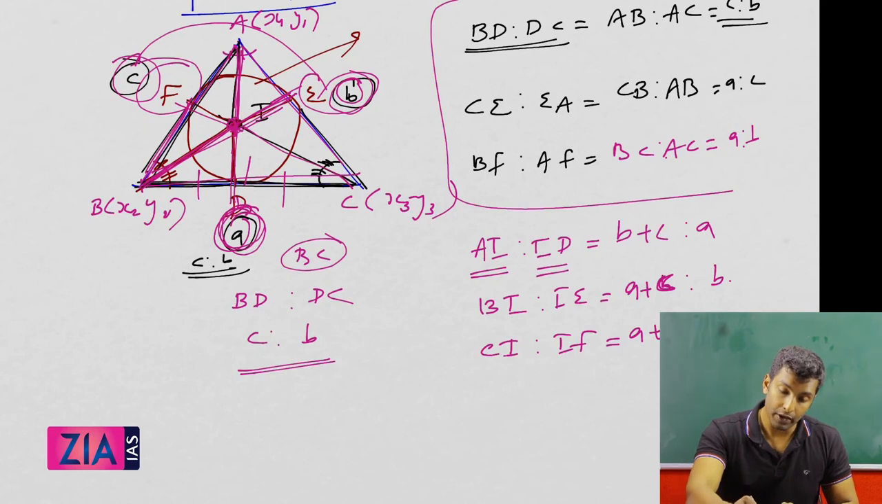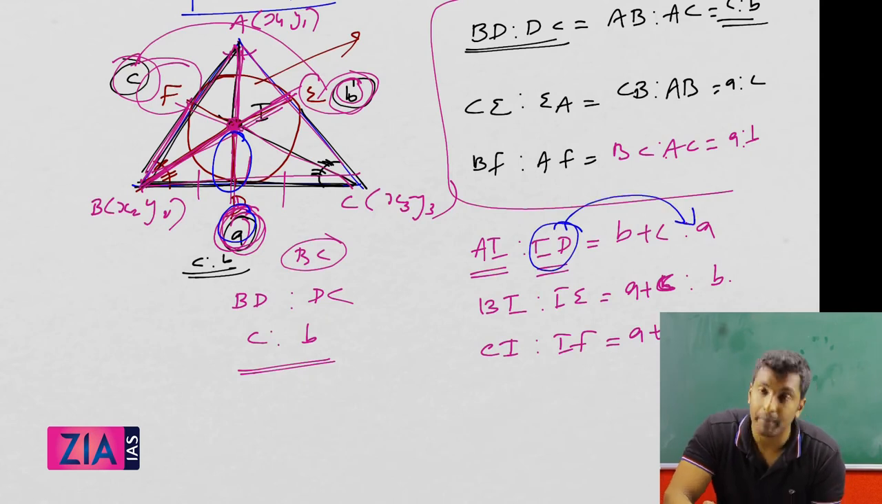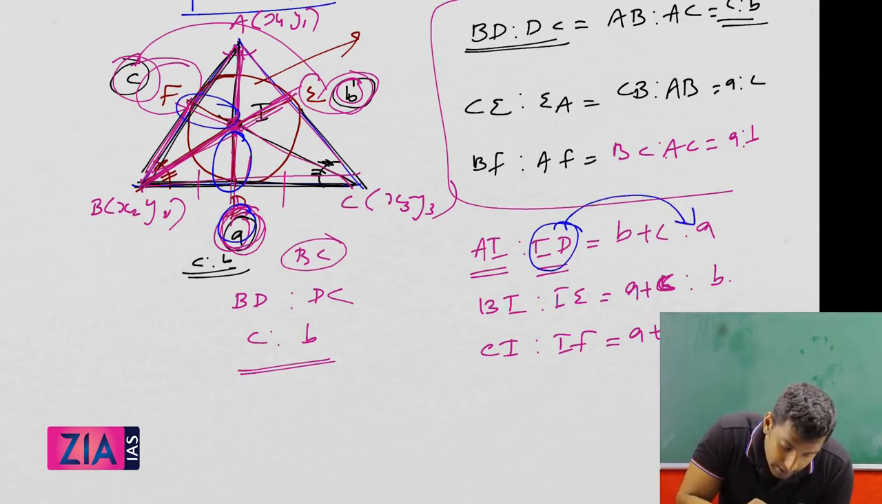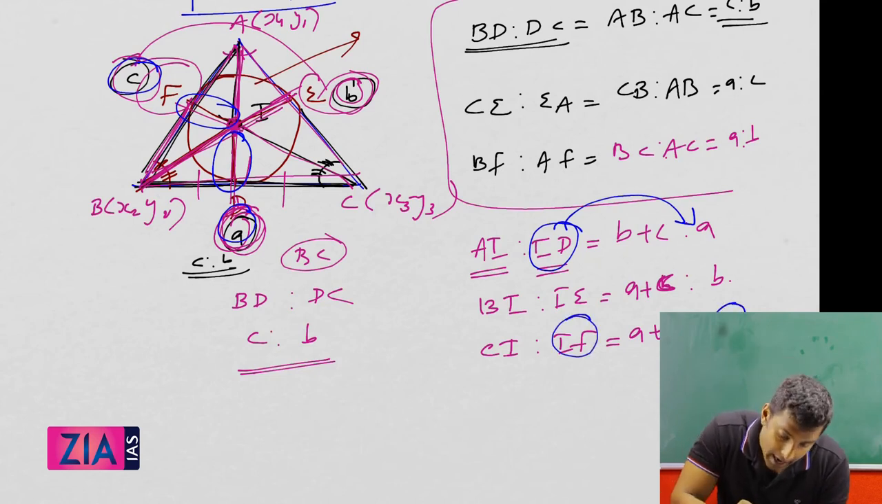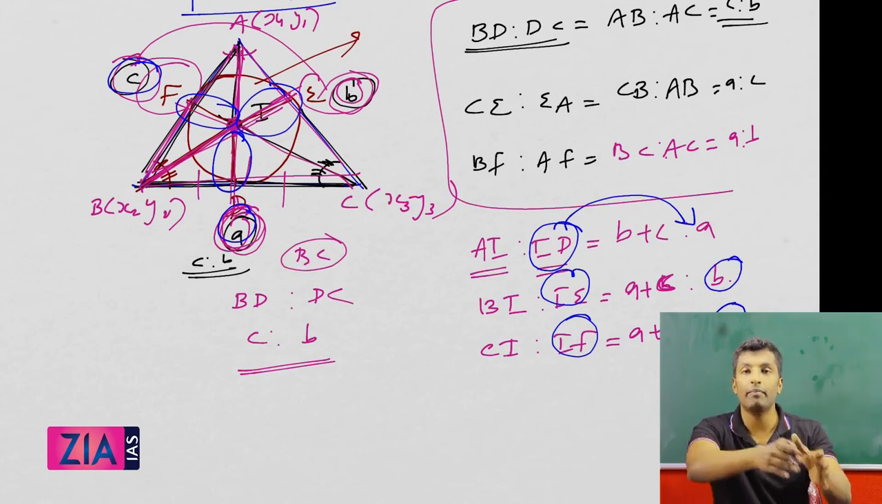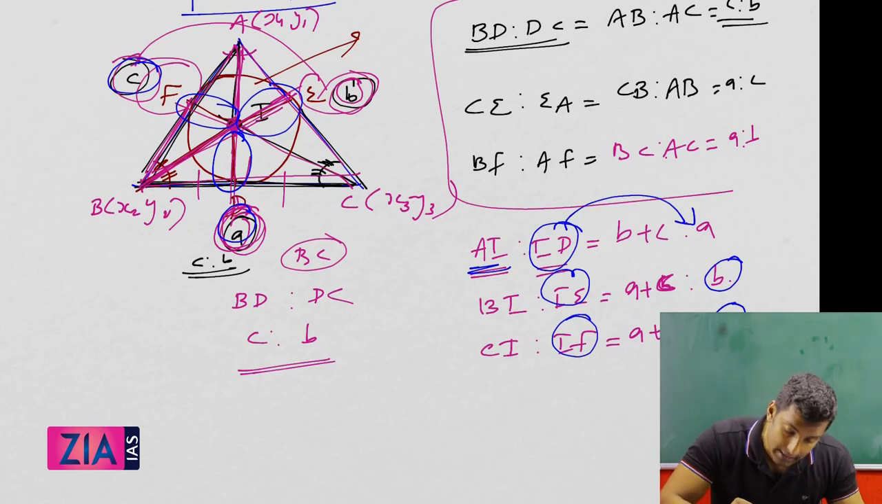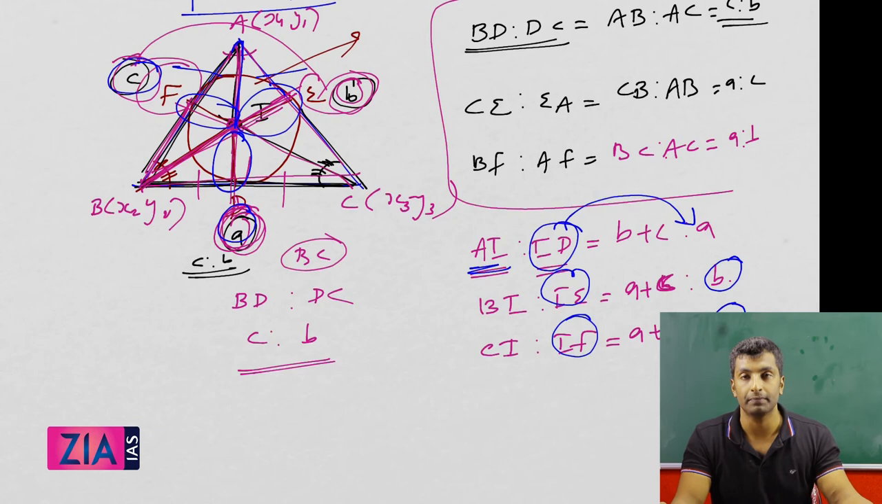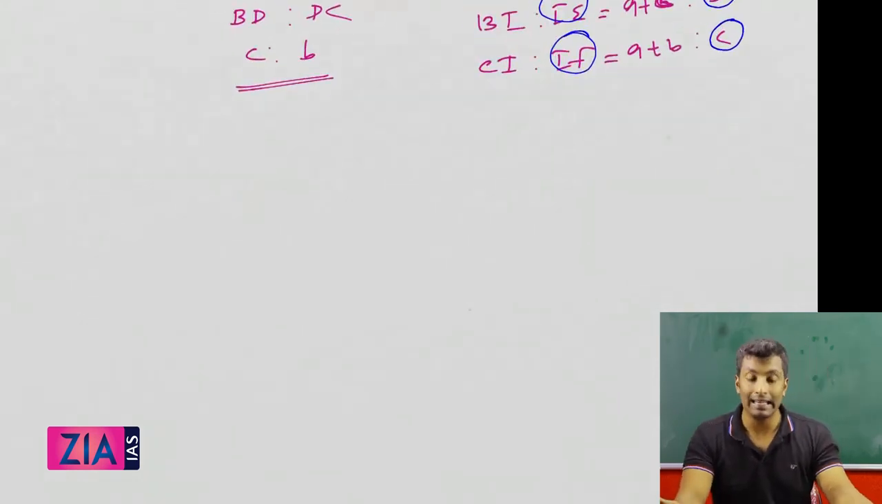You can clearly see that ID is reaching A, so ID will correspond to A. IF is reaching C, so IF will be C. IE is reaching B, so IE will be B. And the other part will be the addition of the remaining sides. AI is coming from A, so these two sides you need to add. I hope you understood. So these are the basics that we have learned when it comes to the Incenter.